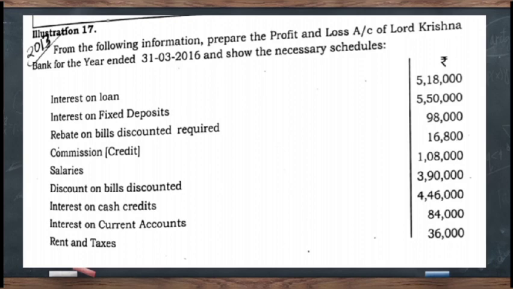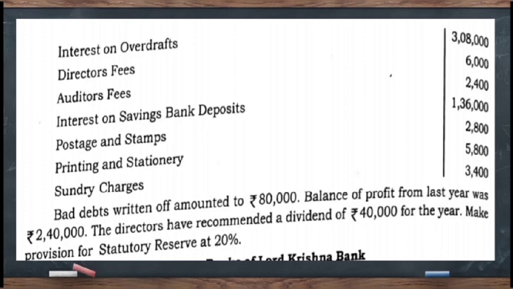The first item, interest on loan, they have 5,18,000. Interest on fixed deposit, 5,50,000. Rebate on bills discounted, required 98,000. Commission, it is showing a credit balance, 16,800. Salaries, 1,08,000. Discount on bills discounted, 3,90,000. Interest on cash credit, 4,46,000. Interest on current accounts, 84,000. Rent and taxes, 36,000. Interest on overdrafts, 3,08,000.